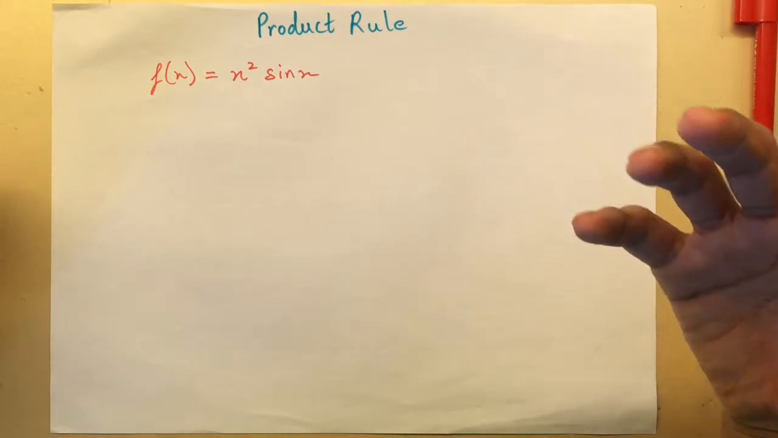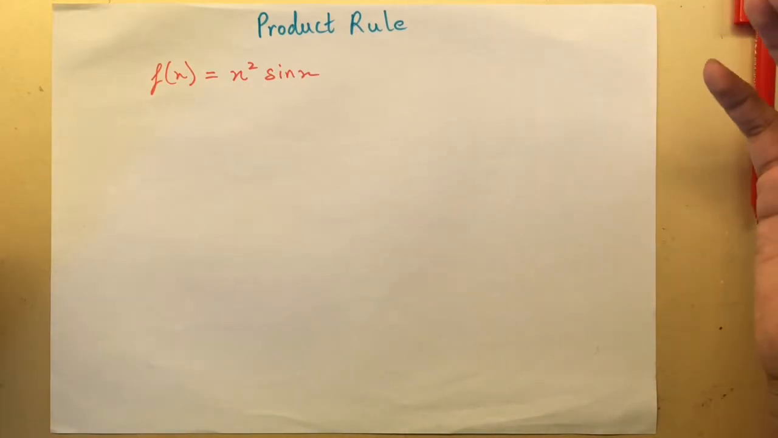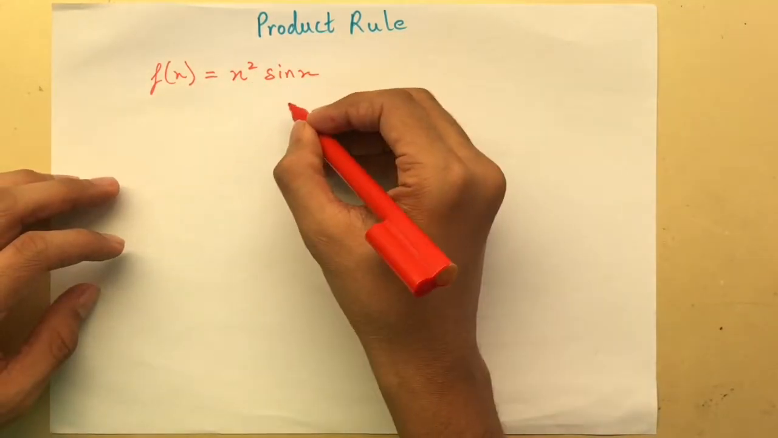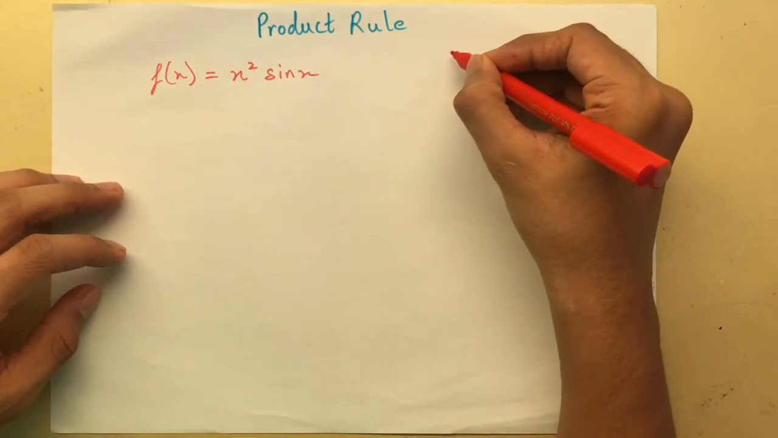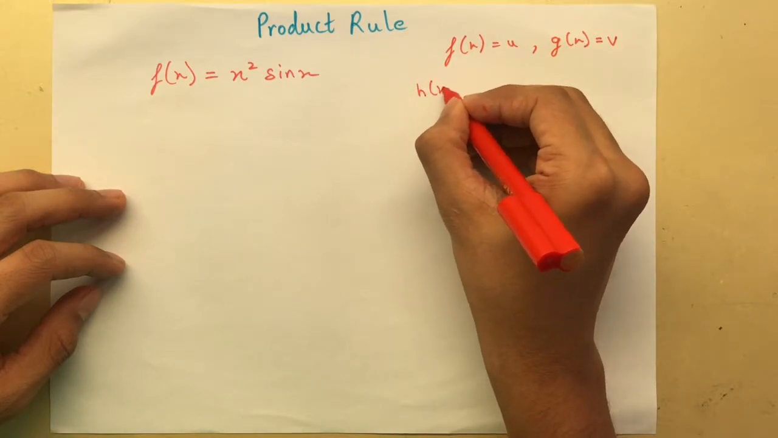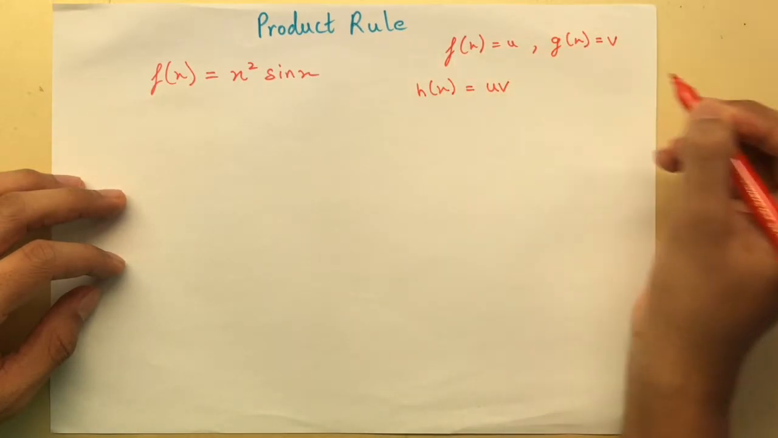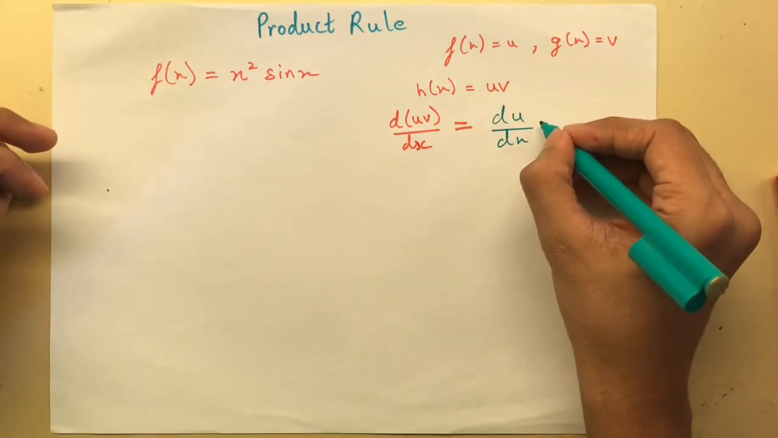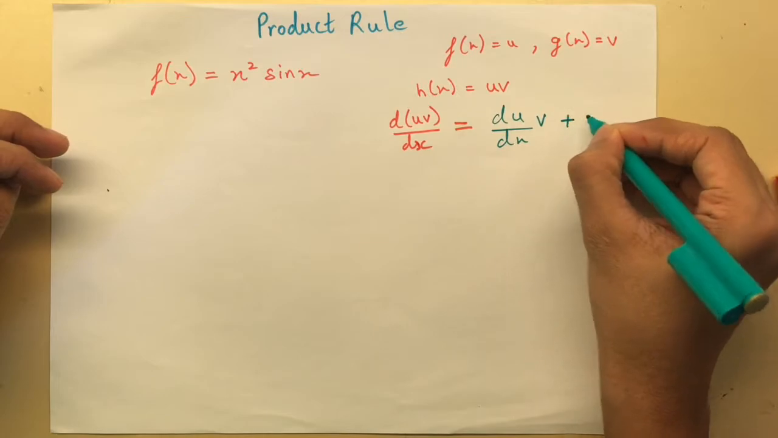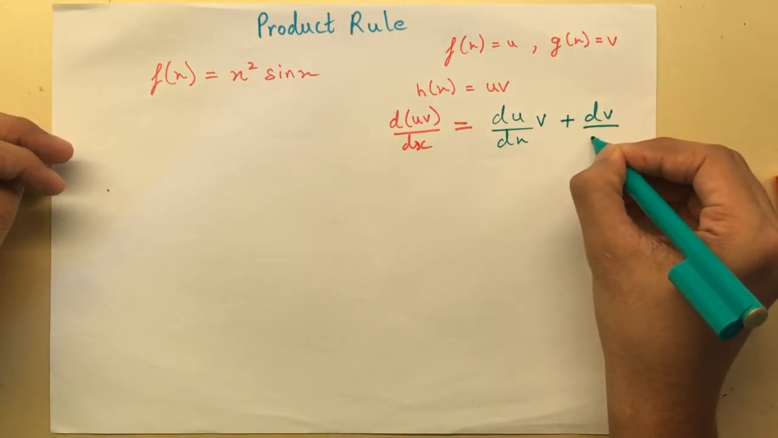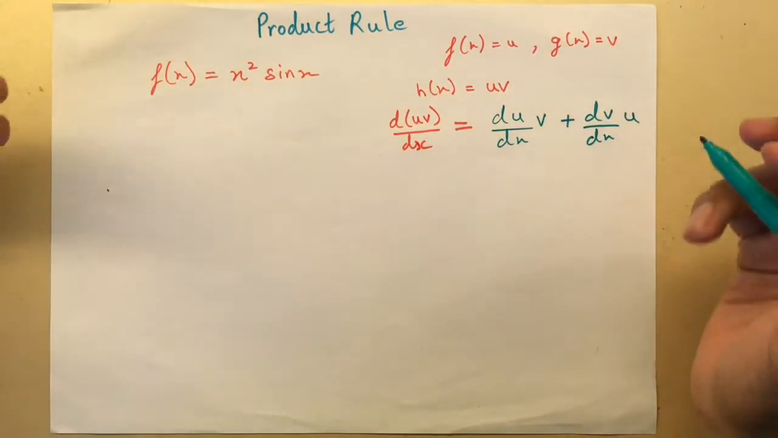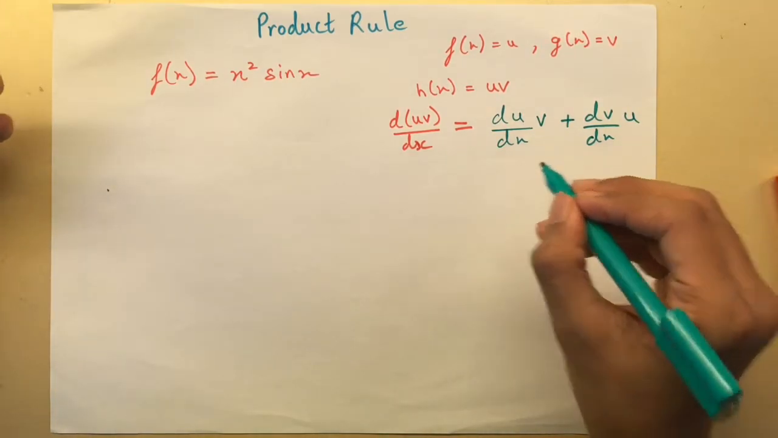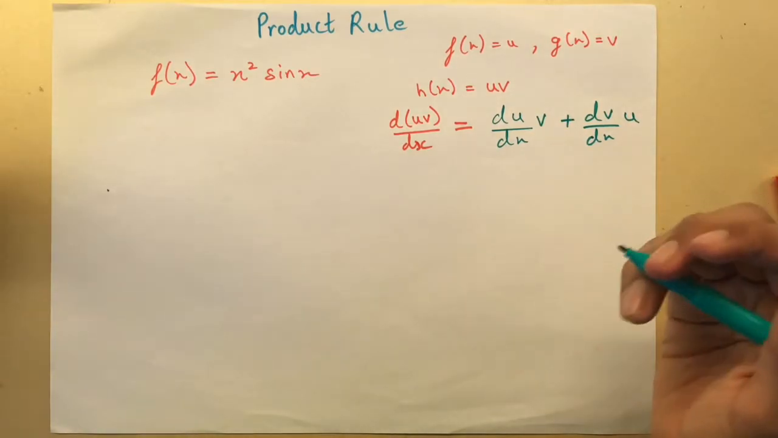And the product rule is actually pretty counterintuitive, so I'm just going to write down what the product rule is in short. If we have two functions, then let h of x be equal to u times v. If I ask you to take the derivative of u times v with respect to x, that would be the derivative of u with respect to x times v plus the derivative of v with respect to x times u. And this doesn't really make sense, and I would like to show you why the product rule is so.